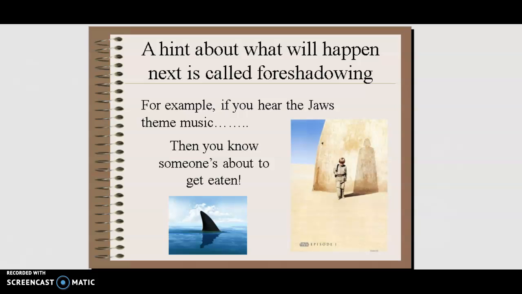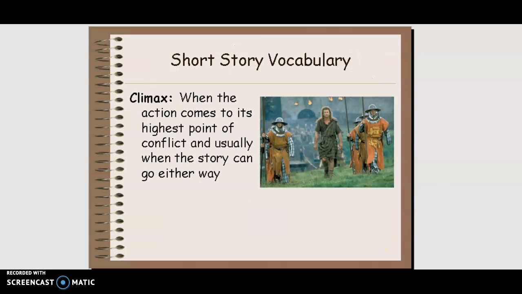A hint about what will happen next is called foreshadowing. For example, if you hear the Jaws theme music, then you know someone is about to get eaten. When we listen to the sound in the movie, that's a dun dun dun dun, you know that something mysterious is going to happen. So we need to put a foreshadowing moment in our story.